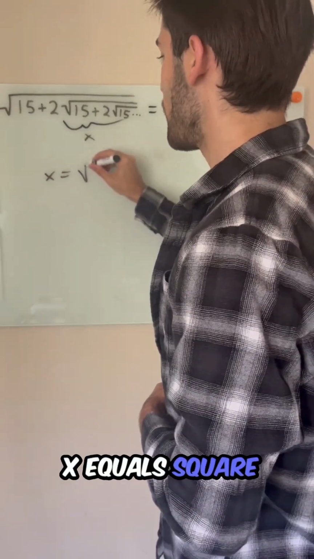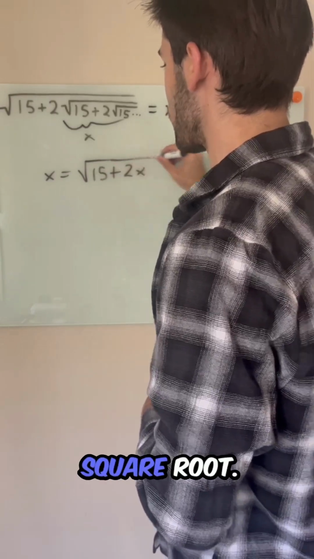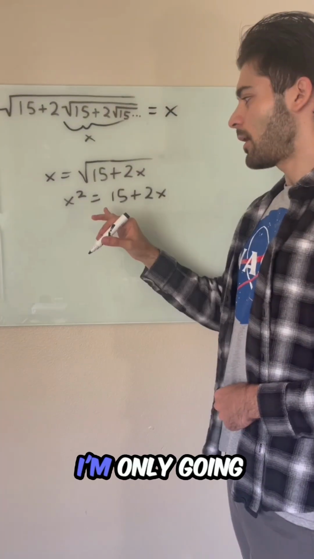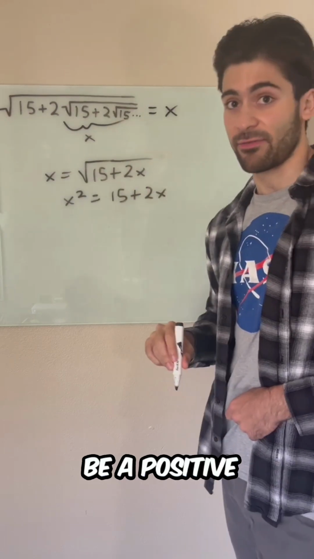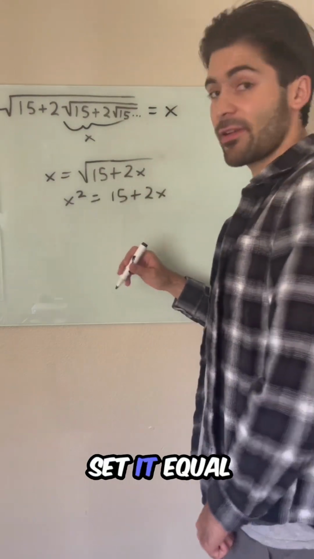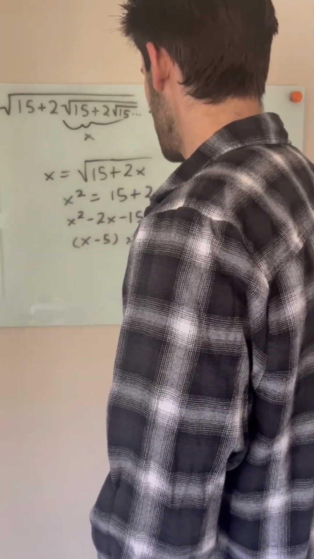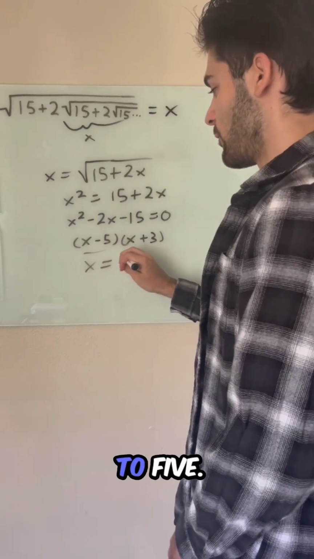x equals square root of 15 plus 2x, all inside the square root. Now how do I solve this? I can go ahead and square both sides. I'm only going to take the positive version of this answer because I assume that this has to be a positive number. Then I can move everything onto one side and set it equal to 0. Lastly, I can go ahead and factor this. And because I want the positive answer, that means that x has to be equal to 5.